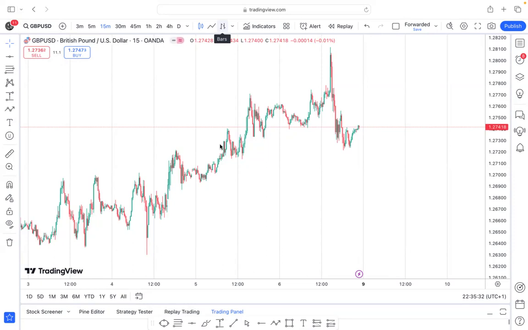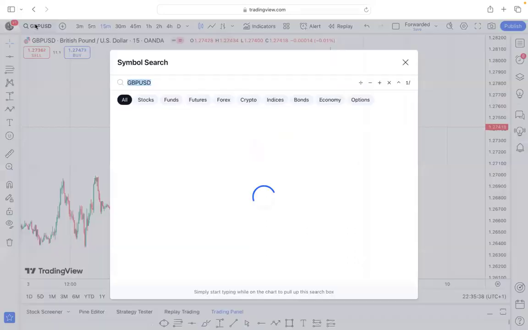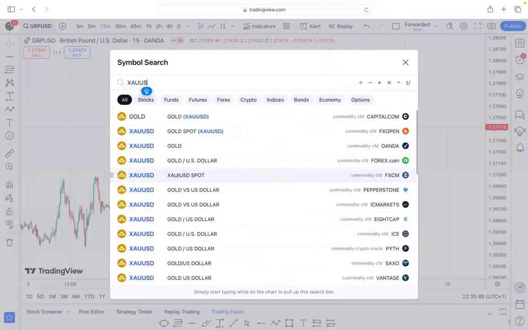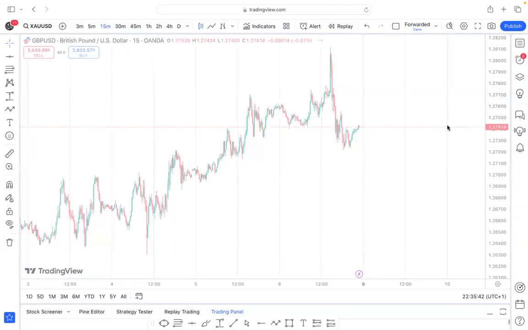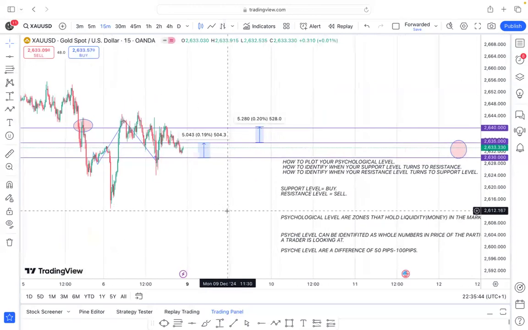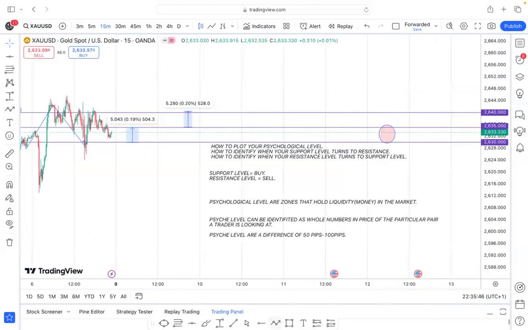So our next topic for today, which I wanted us to really deal with, is to finish the whole support and resistance level. I said we're going to talk about how to plot your psychological levels, and I just talked about that. Now we have to deal with how to identify when your support levels turn to resistance and how to identify your resistance levels when they turn to your support levels.